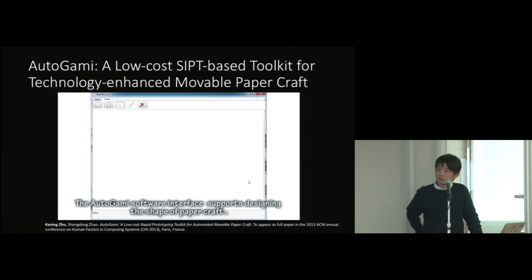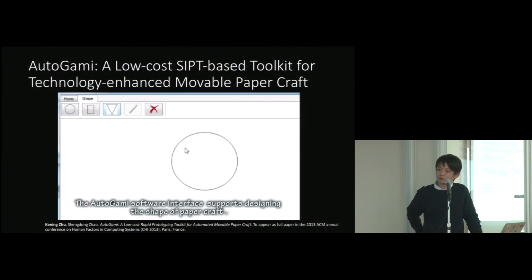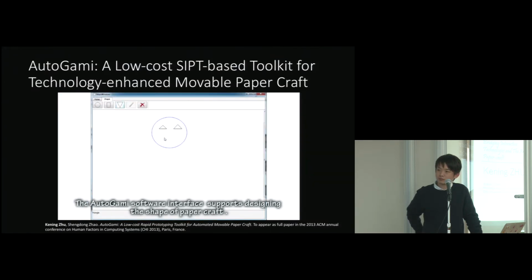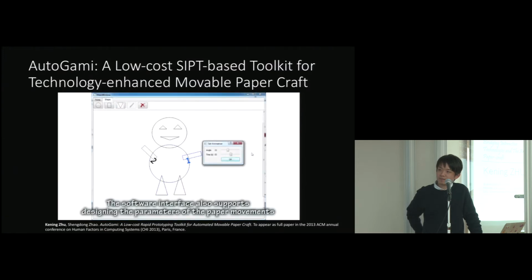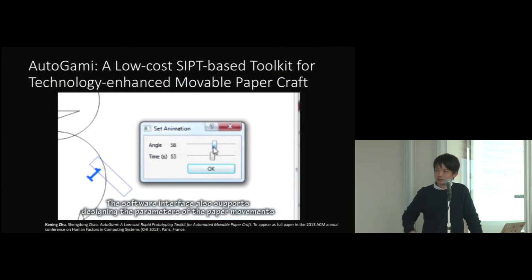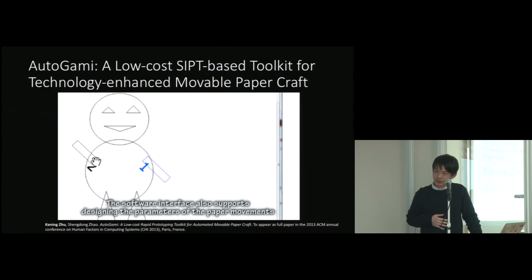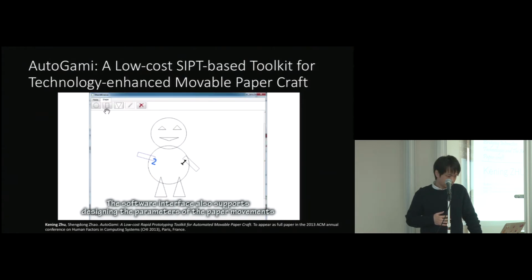The Origami software interface supports designing the shape of the paper craft, with various types of basic shapes such as circle, rectangle, and triangle. The software interface also supports designing the parameters of the paper movements.